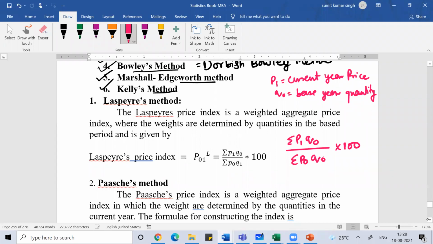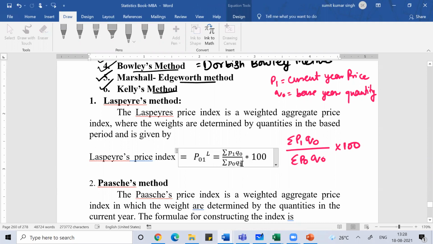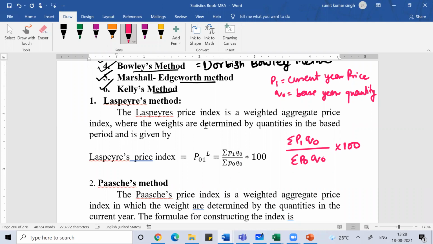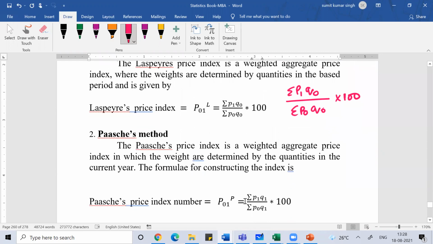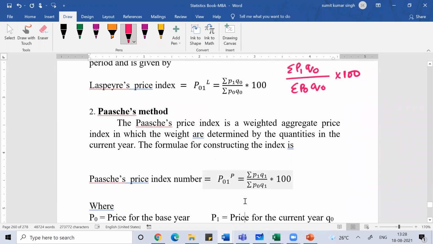We'll do numericals for that, so don't worry about this. Just write down the formula for the time being. This is sum of P1 Q naught, and this is sum of P naught Q naught. This is the Laspeyres method. Then after Laspeyres, you have the Paasche method.